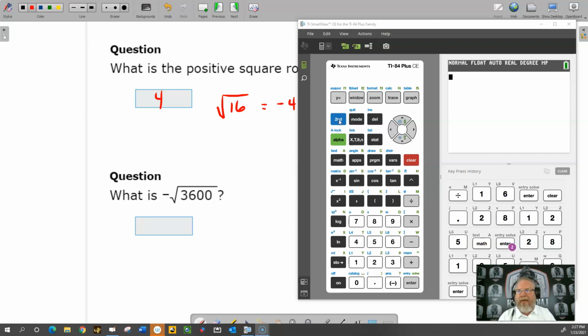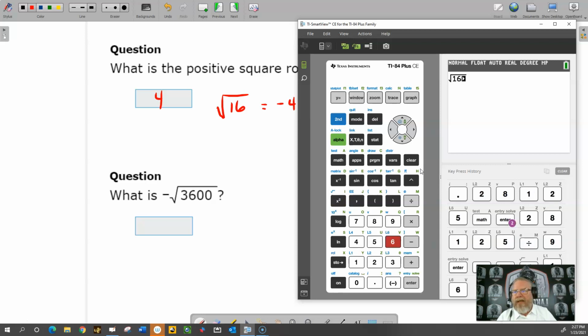What does the second key represent? Well, if you look above all the other keys on the calculator here, you'll see these blue images here: test, angle, draw, distribution, matrix. These are all trig functions here: sine, cosine, tangent, and the inverses of them, pi. And looky here, we got a square root symbol. So if I hit second and hit square root, then it's going to put in a square root symbol, and then it's going to tell me what number do you want to take the square root of. So then I'm going to just type in 16 and hit enter, and it's going to give me 4.